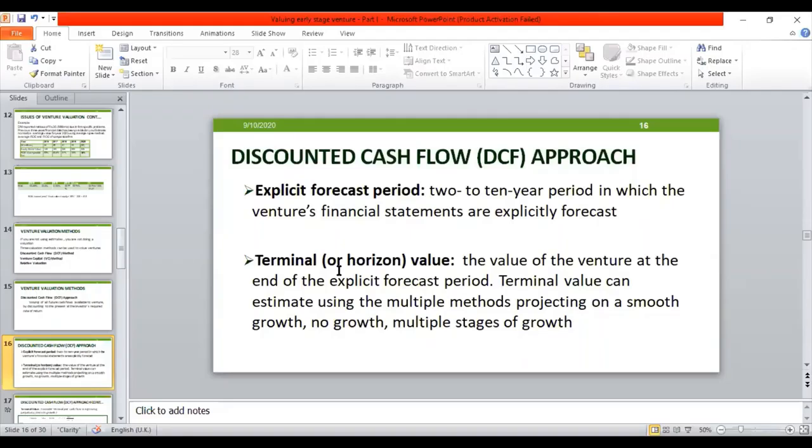So normally until a venture becomes stable, we have to predict the variables needed for valuation yearly. Thereafter, when we come to the implicit period, we can make certain assumptions, right? The implicit period means the cash flows beyond this explicit period. So the terminal value or the horizon value is the present value of cash flows beyond this explicit period. The present value of cash flows beyond the explicit period is called the terminal value. You will have learned this in valuation as continuation value.